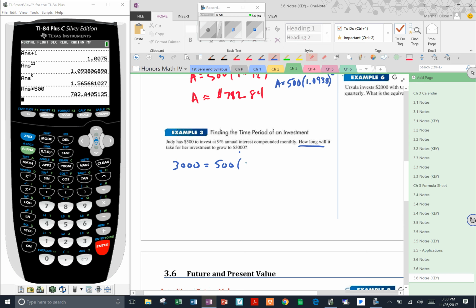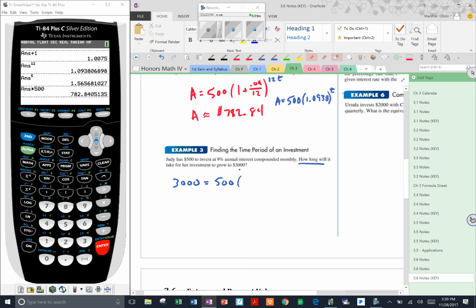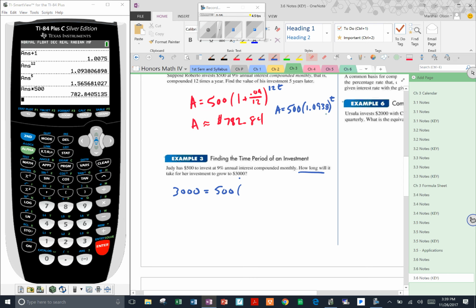It's really that same scenario that we had up before, which was we could use the 1.0938 to the t, or without taking it to the 12th, you could use the 1.0075 taken to the 12t, which I have up here. You could use either thing there. I'm going to just say 1.0938 to the t.